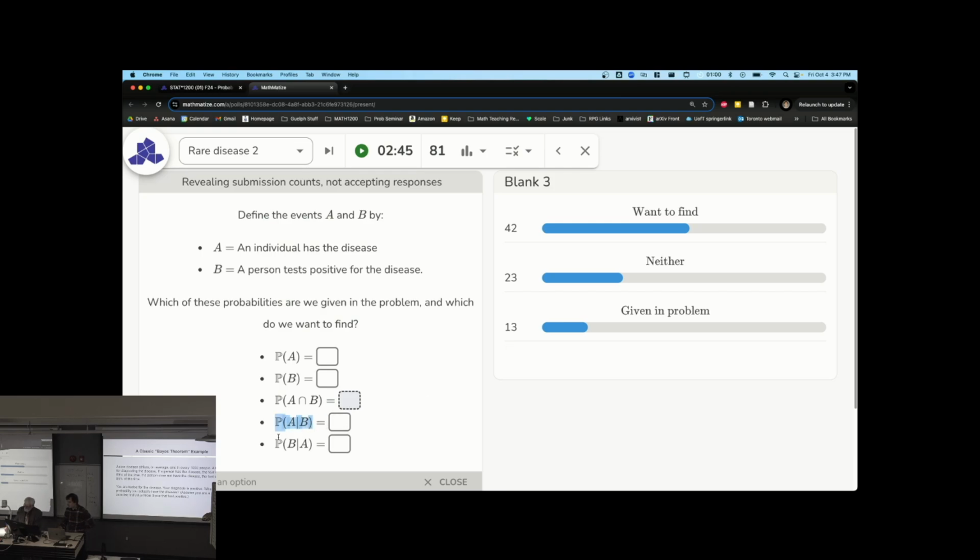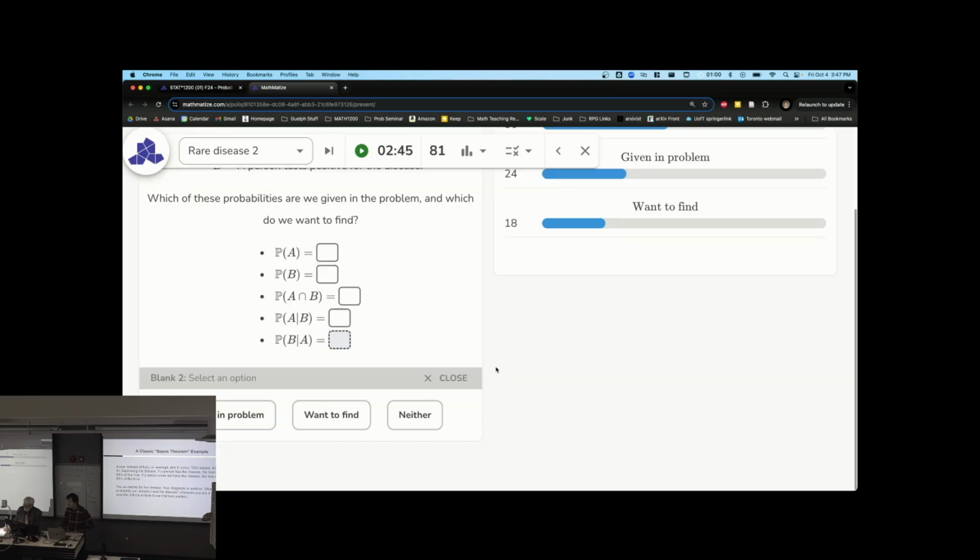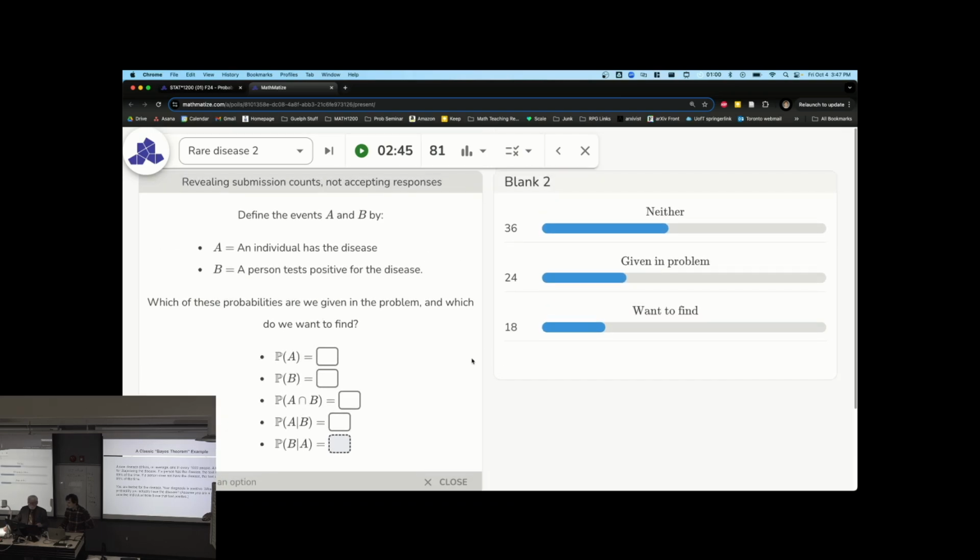These two are the tricky ones. One of them is the chance you have the disease given you test positive. B given A, that is in the problem. That one is given in the problem. So the chance you test positive given you have the disease, that's one of these two numbers. Which number is it? Gary will tell you.